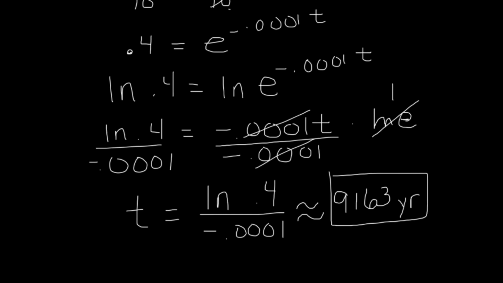So the original question again was, if the cloth has only 4 grams of the substance, then when was the cloth made? So we were solving for T, which is time.